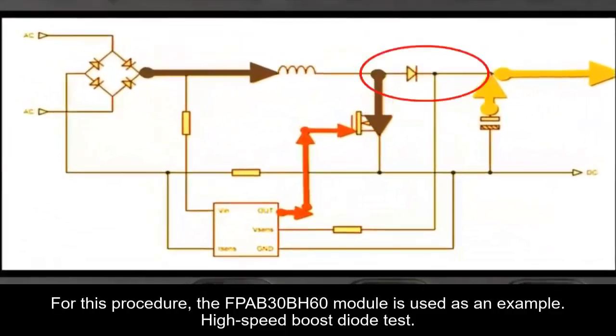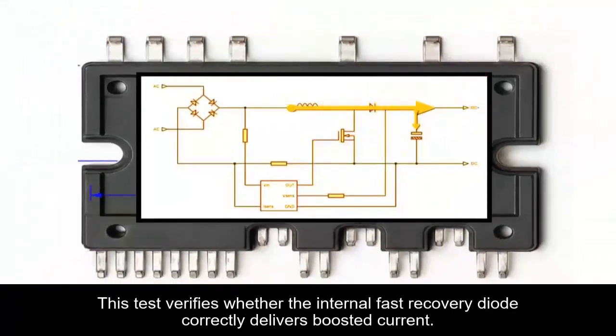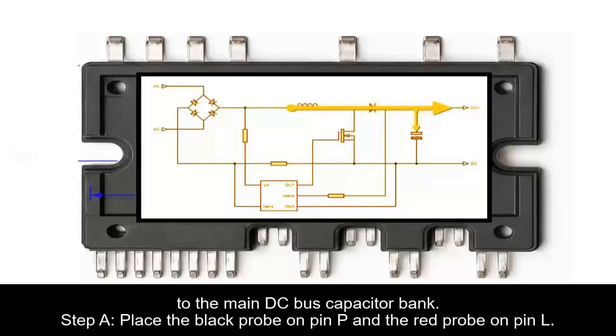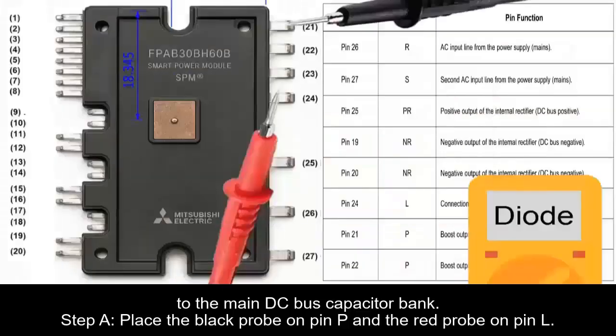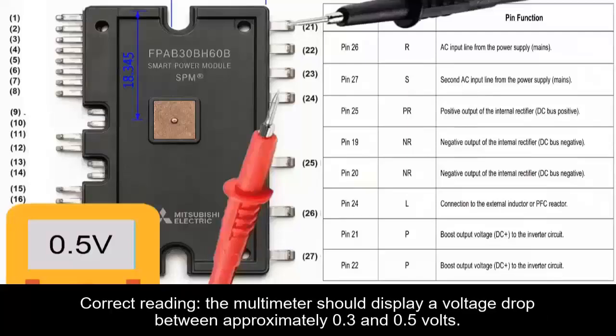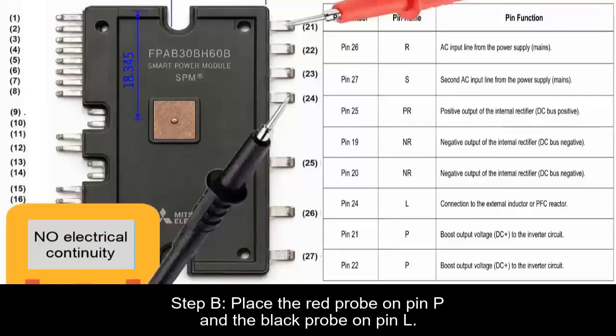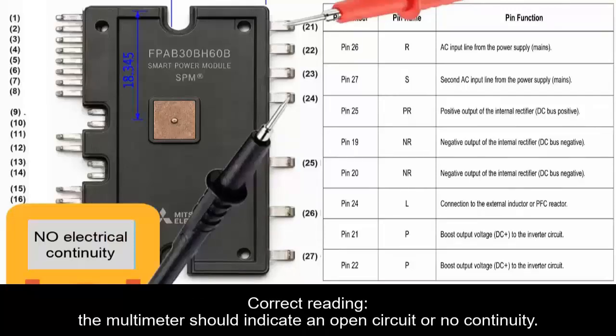High-speed boost diode test. This test verifies whether the internal fast recovery diode correctly delivers boosted current to the main DC bus capacitor bank. Step A. Place the black multimeter probe on pin P and the red probe on pin L. Correct reading, the multimeter should display a voltage drop between approximately 0.3 and 0.5 volts. Step B. Place the red probe on pin P and the black probe on pin L. Correct reading, the multimeter should indicate an open circuit or no continuity.